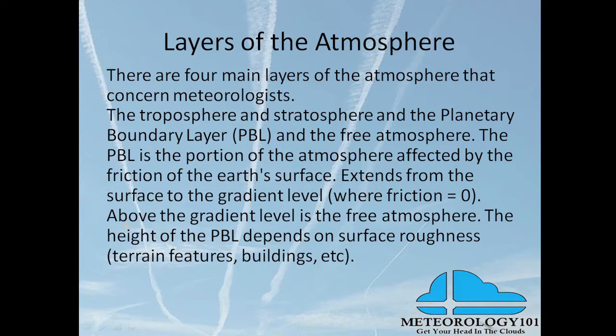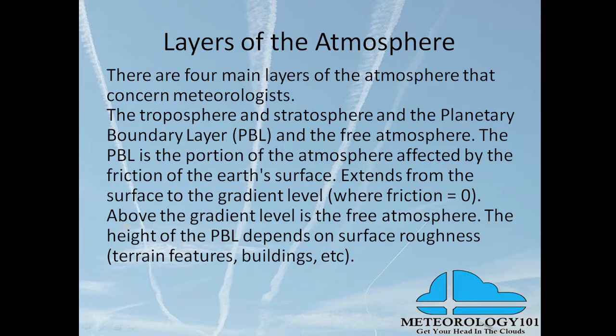So there are four main layers of the atmosphere that concern meteorologists: the troposphere, stratosphere. We spoke about those two. And within the troposphere, there's the planetary boundary layer and the free atmosphere. The planetary boundary layer is a portion of the atmosphere affected by friction of the Earth's surface. So that's pretty much around the Earth's surface.